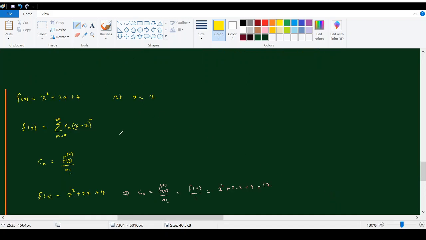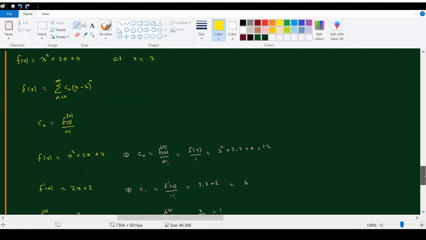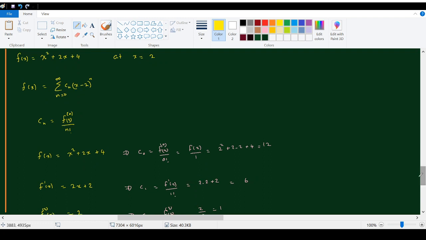Now let's have a look at the Taylor series of this function centered at 2. Let's see what will happen when we are going to calculate the Taylor series. So the Taylor series means this one, and we had the result that we obtained in the previous calculations, which is this one. So by using this, let's see what will happen when we calculate the Cn coefficients.